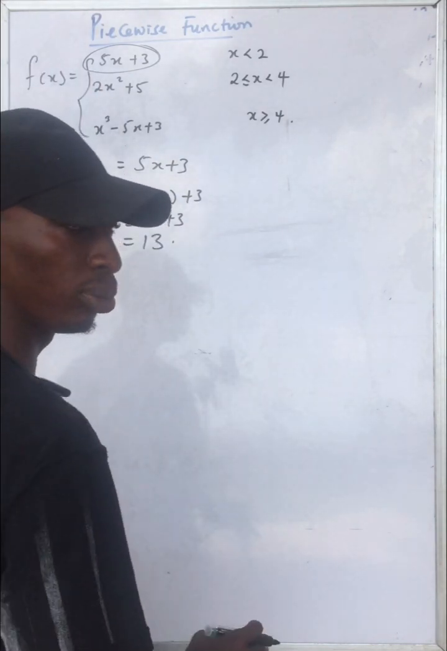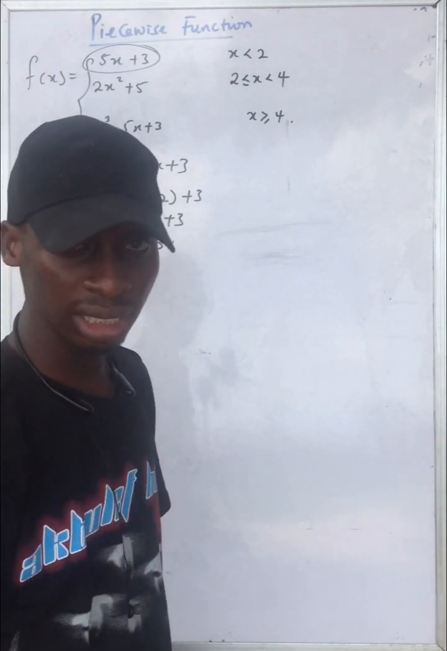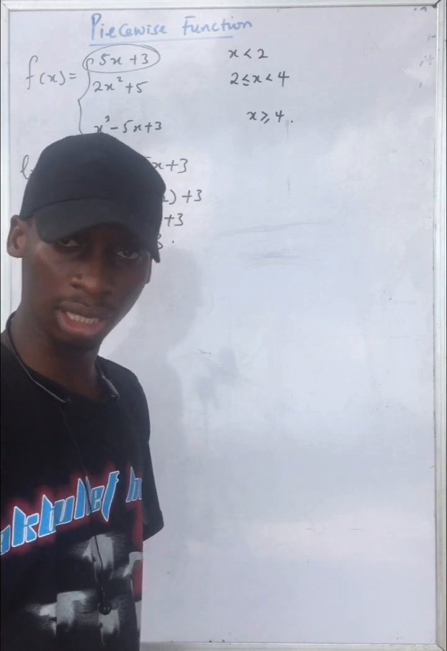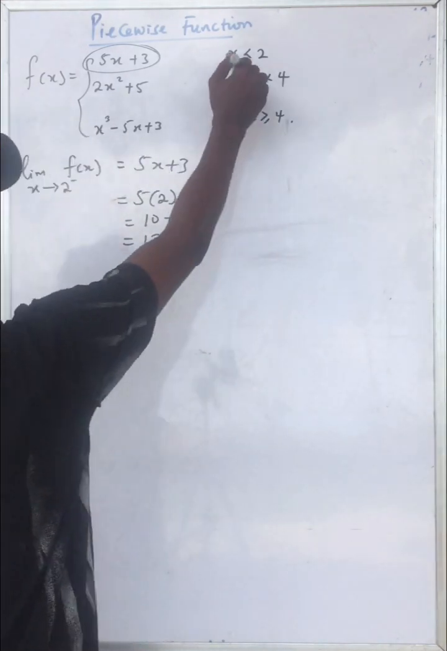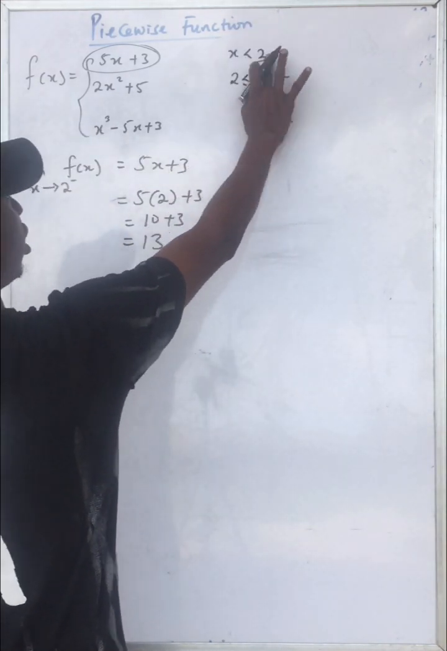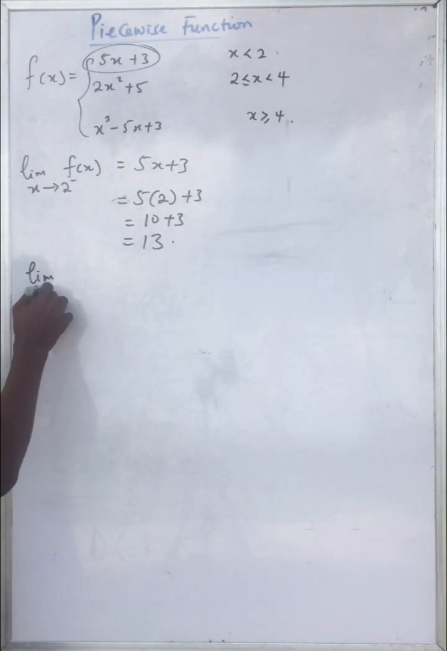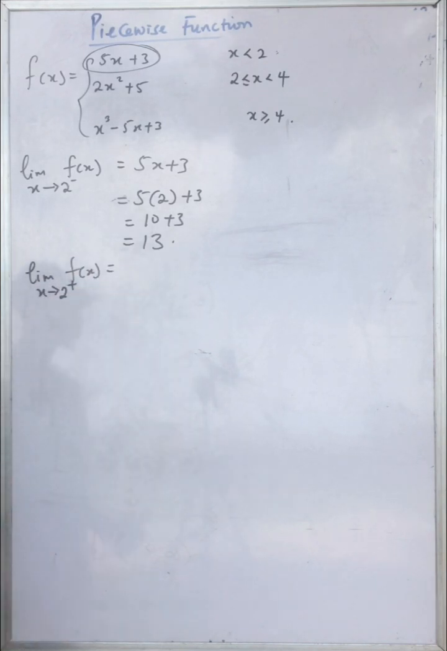x approaches 2 from the left. Values approaching 2 from the left include 1, 1.5, 1.30, 1.99, 1.8. So the range of values that approaches 2 from the left is from this range here. That's for that one. What if we are asked to find the limit where x approaches 2 from the right of that same function?